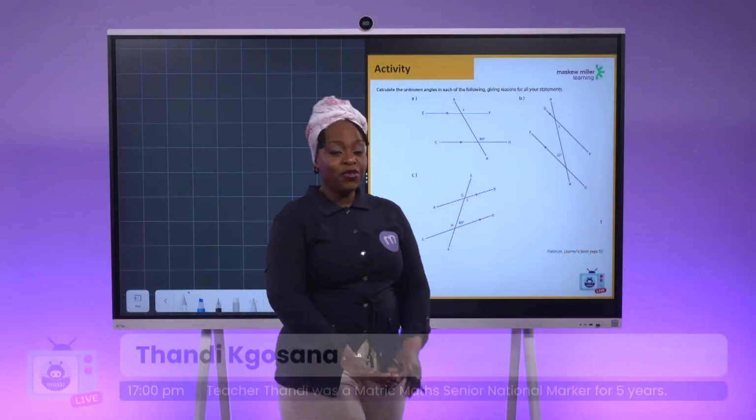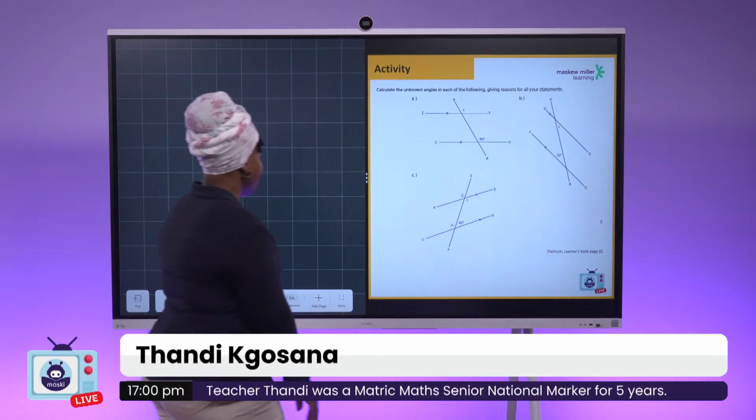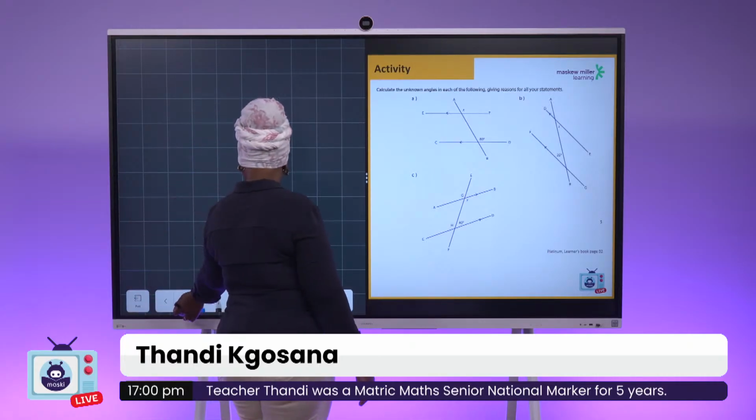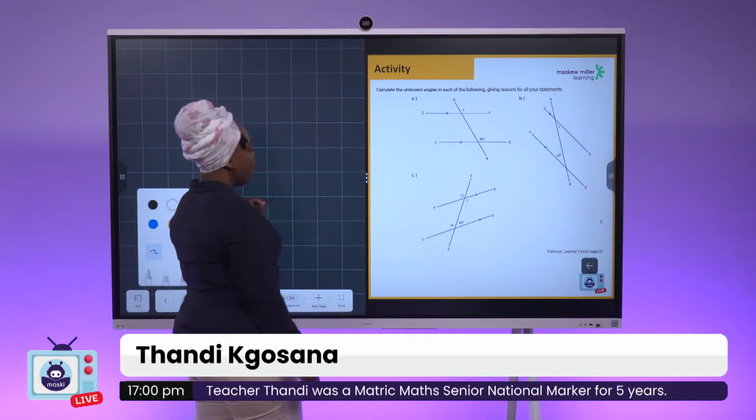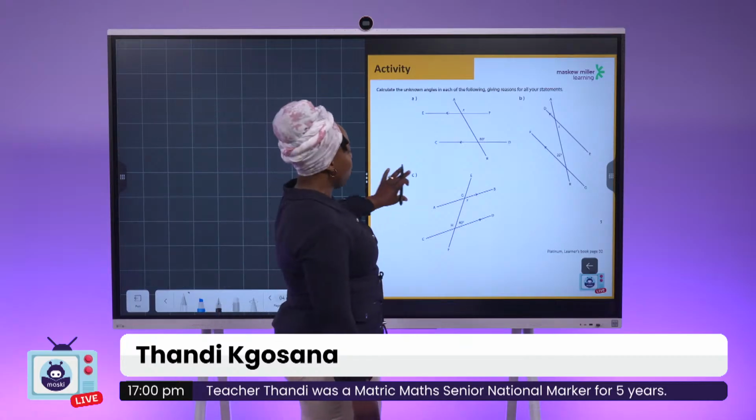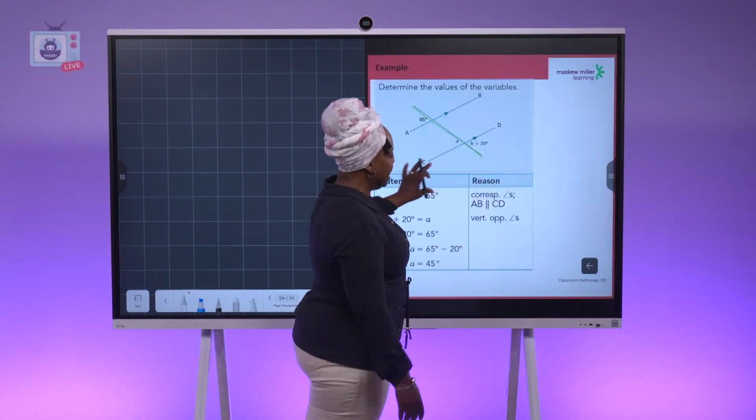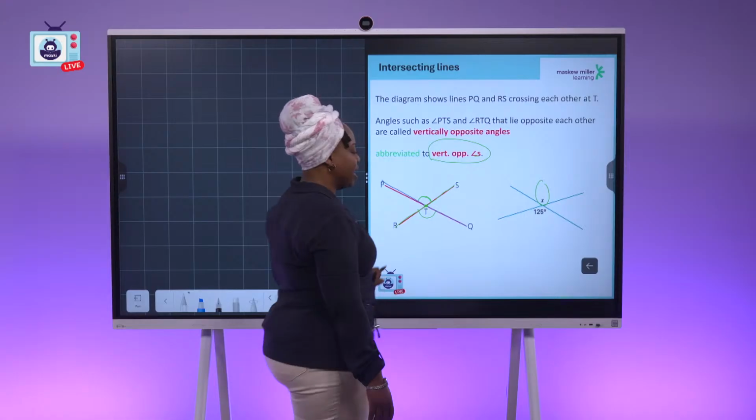Okay, let's see if we managed to do that. But before that, we had one question from Lindile, and the question was, why are we saying that co-interior angles are adding to 180 degrees?